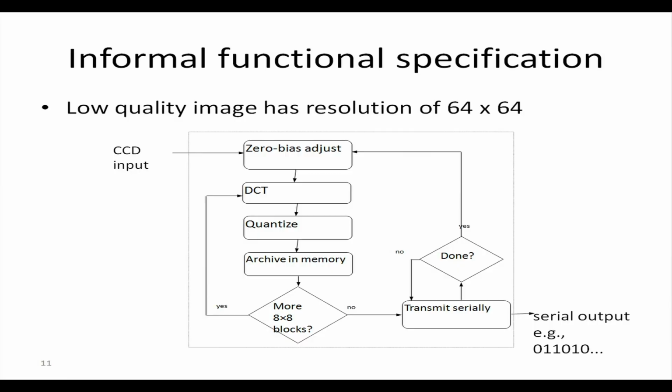So, these are the non-functional requirements, and typically the informal functional requirements for the camera would be take the CCD input, do zero bias adjustment, do discrete cosine transform, quantize, archive in memory, more 8 by 8 blocks, yes, go and fetch them, do the same thing, otherwise the image is done, you transmit serially. Okay. That is the informal functional specification.